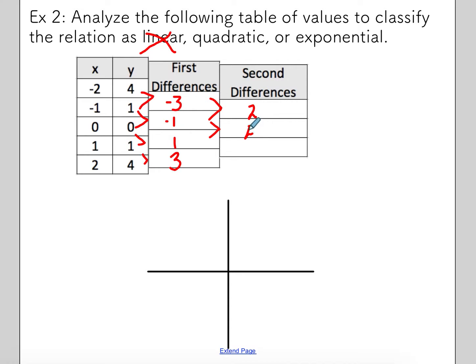I'm having trouble with drawing 2's in this video. I apologize, I'm on a new computer here. All right, there we go. If I take 3 minus 1, I should also get 2.